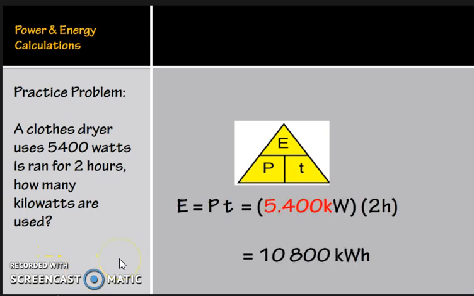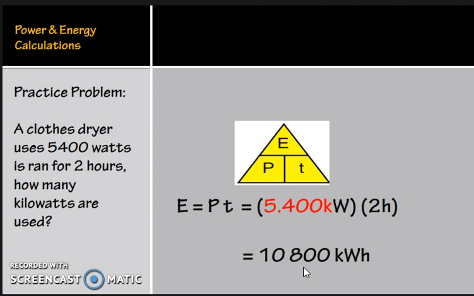So it's just a nice multiplication problem. Energy equals power times time. And it is going to be 5.4 kilowatts times the 2 hours, and you're going to get 10,800 kilowatt hours. If you even go look at the meter on your house, it reads in kilowatt hours because it's figuring out the rate at which the energy goes through your home, or that is used in your home, I should say.